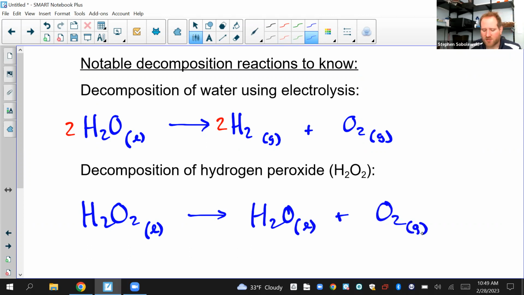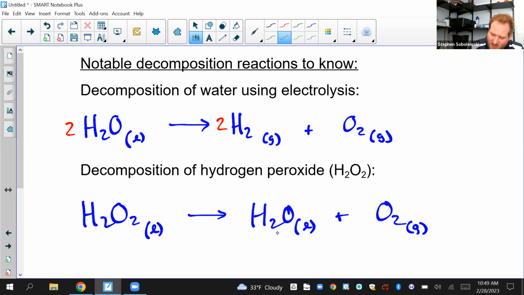Now you might wonder why these are sold in brown bottles. It's because light speeds up this process. If they sold it in a clear bottle, your hydrogen peroxide would break down a lot faster. The brown bottle doesn't stop the process, it just slows it down a little bit. And that's why your hydrogen peroxide does have an expiration date on it.